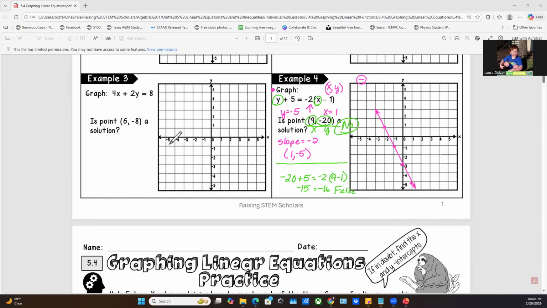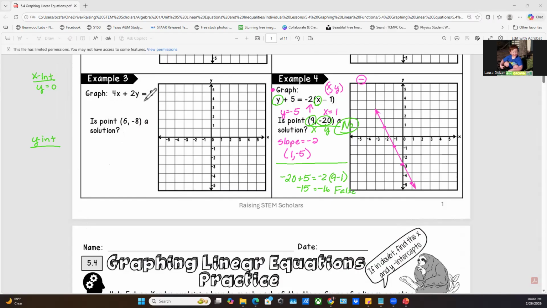All right, let's look at this one here. This one's going to be a little bit more math, okay, because we're going to have to find the x-intercept and the y-intercept. Okay. My x-intercept is when y equals 0. Okay, so that's the rule. When y equals 0, that's the x-intercept.